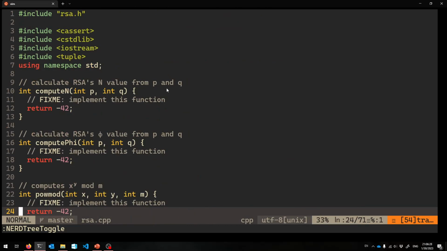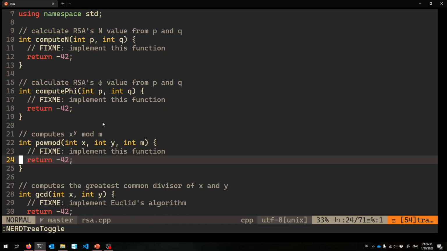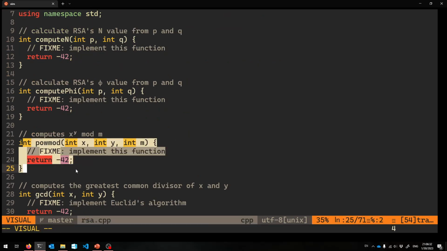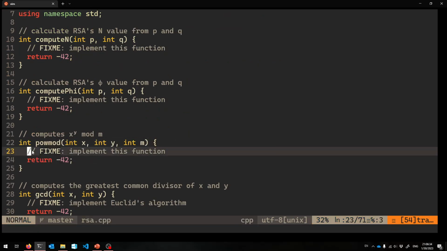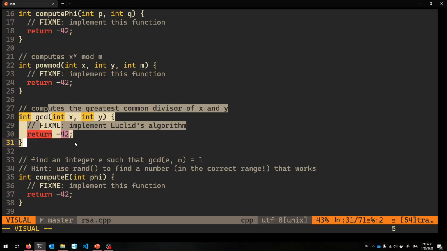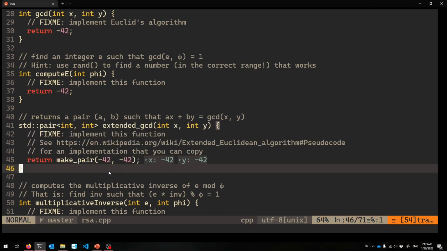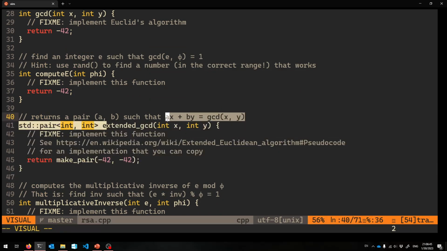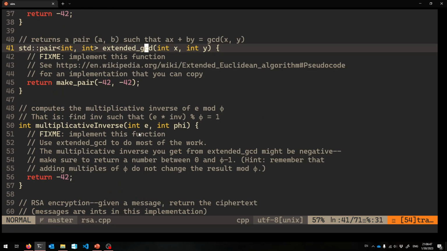I don't think I gave you much help at all, but here are all the functions, and you will change these stubs, fix the fix-me's, and get things working. So GCD, pair, that is extended GCD, returns that pair of two numbers, right? And then multiplicative inverse is the one I want to talk about.